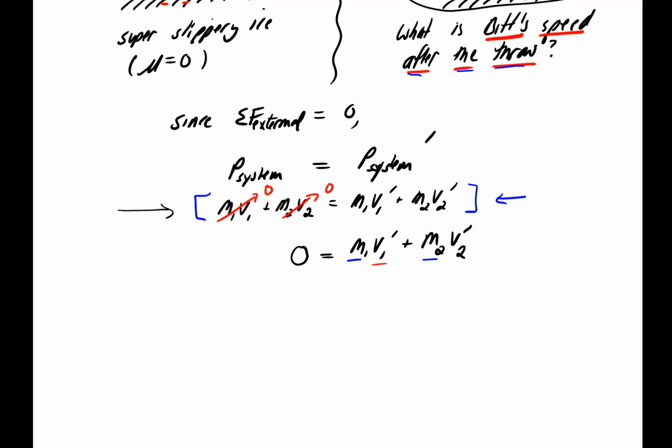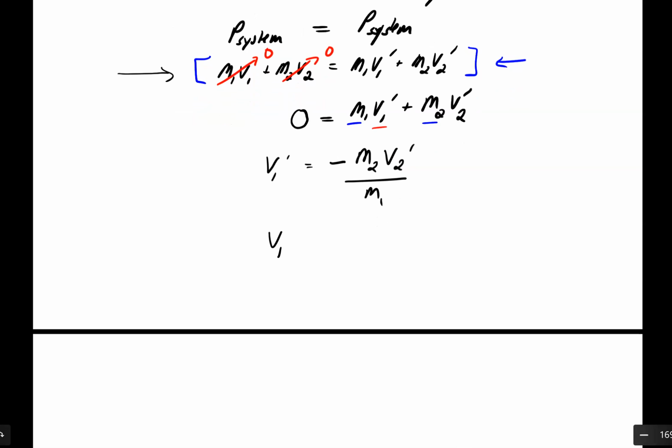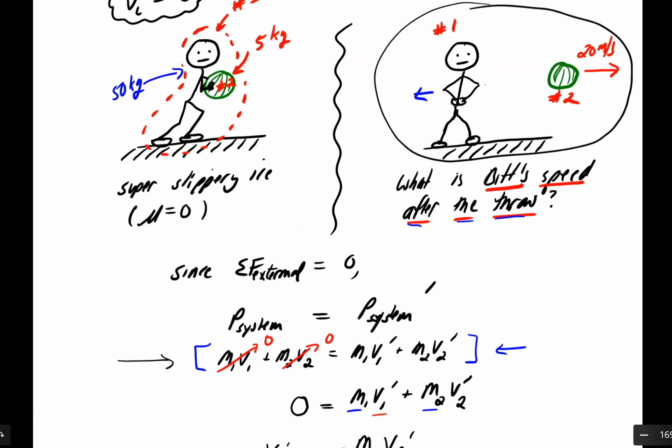All right, so now I'm just going to solve for v1 prime. Basically it's going to be negative m2 v2 prime all over m1. And how I usually write that is v1 prime equals, and I put the negative sign. That just tells me the watermelon's going one way and Biff's going to go the other. And then there's this ratio of the masses, and then there's this velocity of the watermelon prime. Let's plug some numbers in there. Again, the negative sign just means, hey, Biff is going left when the watermelon goes right.